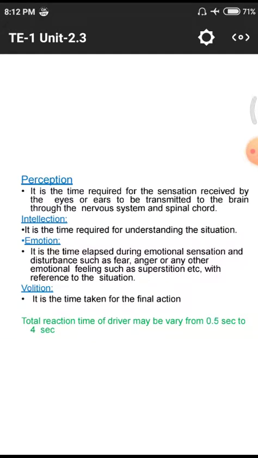Those four things are once again discussed here. What is perception? It is the time required for the sensation received by our eyes and ears. That means with our eyes we see the vehicles in front, and with our ears we hear the horns of vehicles behind. So we have both eyes and ears as major parts while we are traveling.